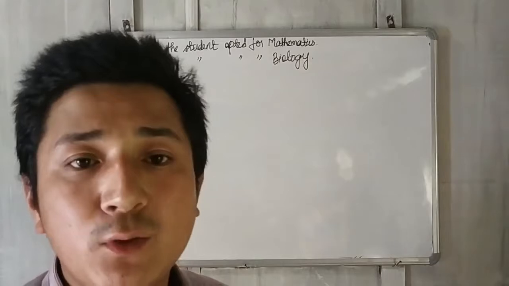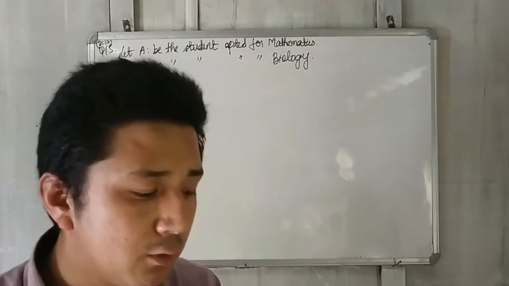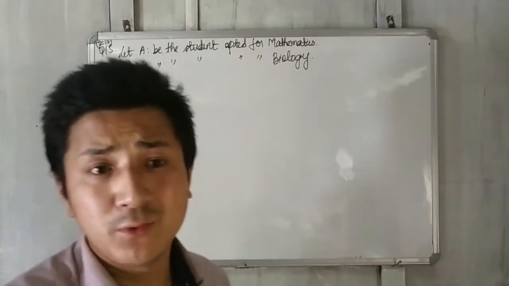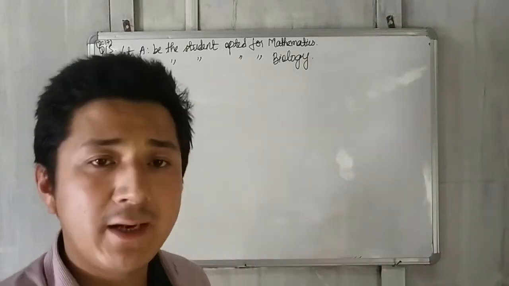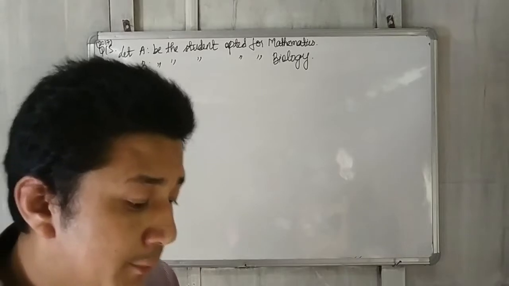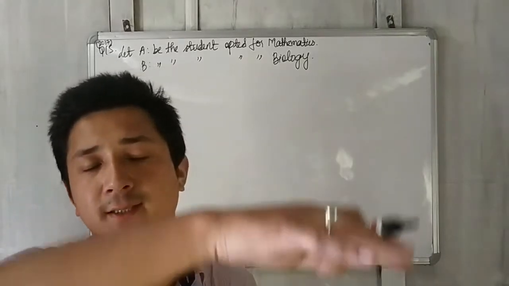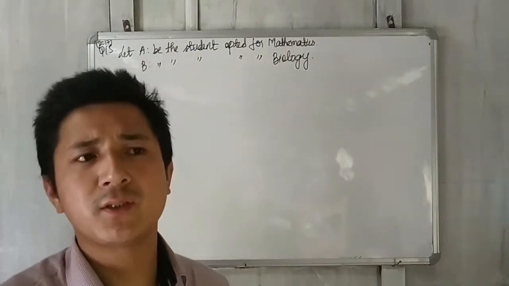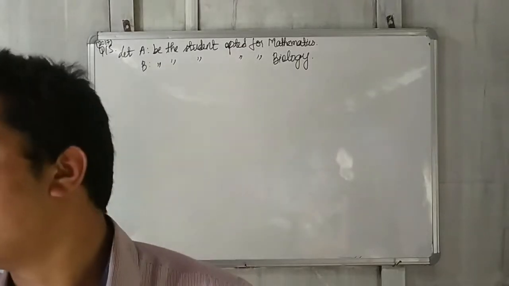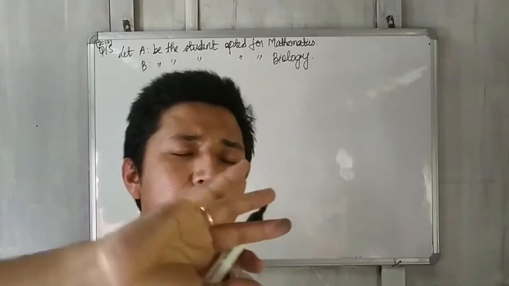In a class of 60 students, 30 of them have opted for mathematics and 32 of them have opted for biology. Out of 60 students, 30 have opted for maths, 32 have opted for biology, and 24 of them have opted for both maths and bio. So there are 60 students in a class, 30 opted for maths, 32 opted for bio, and 24 students opted for both these subjects.